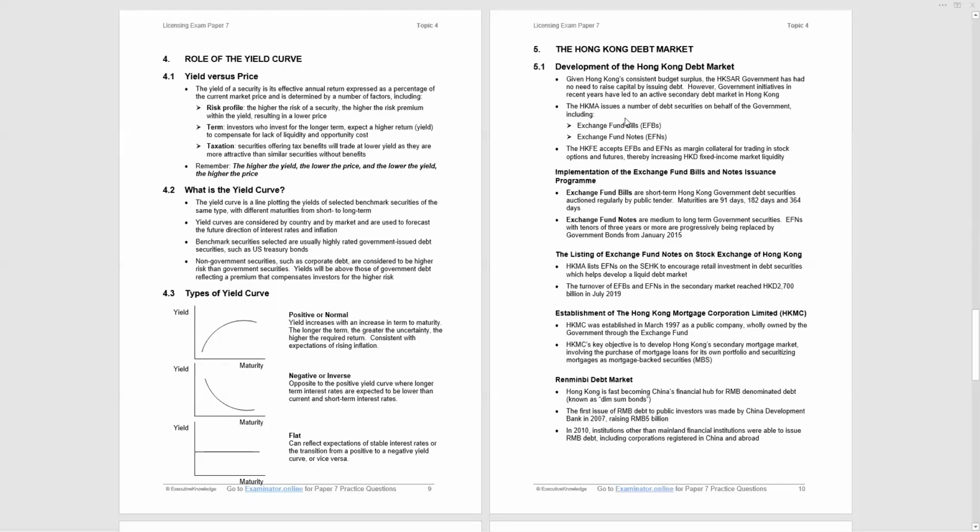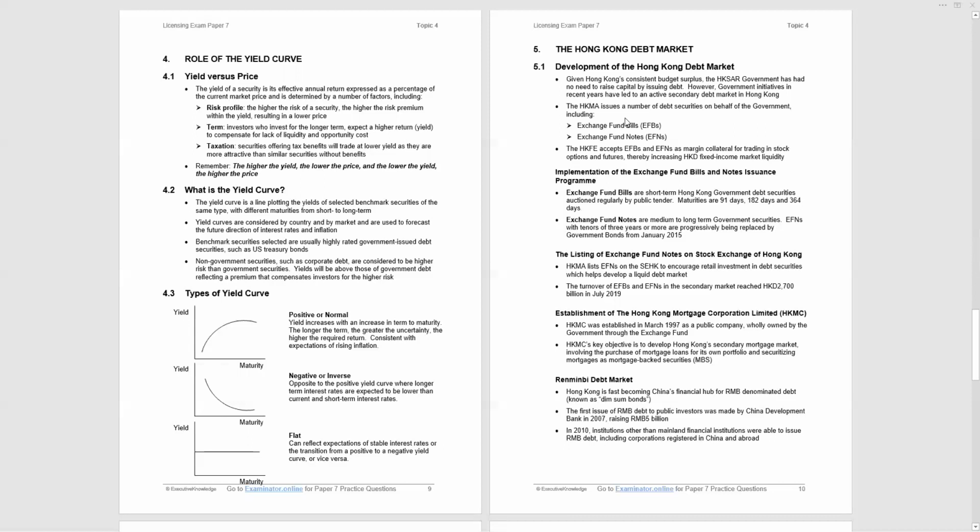Now, the benchmark securities selected are usually highly rated government-issued debt, such as US Treasury bonds. And then we have non-government securities, such as corporate debt. Those will always be higher risk than government securities. Governments have virtually no risk of defaulting, well, the major developed countries. But companies, no, they do have higher risk. So their yields, the corporate bond yields, will be above those of government debt, reflecting that premium compensating for the higher risk. Three types of yield curve.